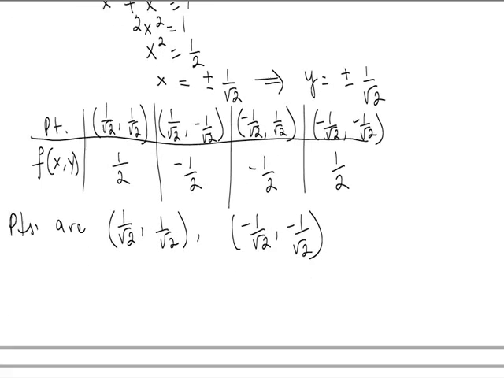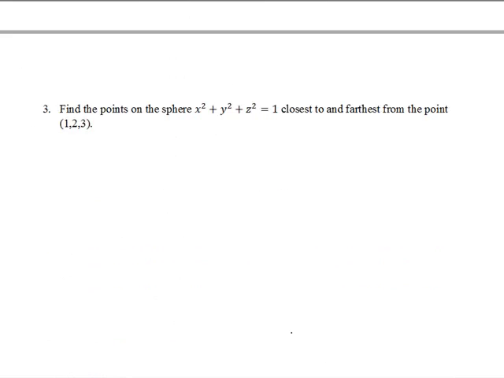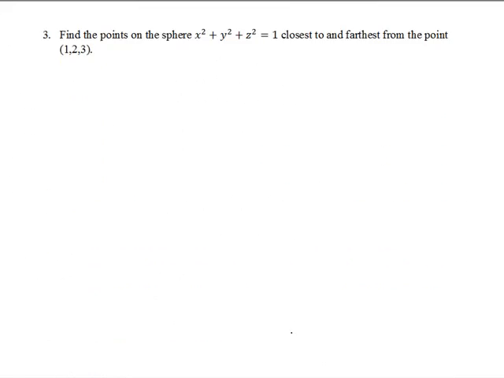Okay. Number 3. Find the points on the sphere x squared plus y squared plus z squared equals 1 closest to and farthest from the point 1, 2, 3. I don't know if you remember the last lecture we did a question like that. I think we minimized distance. Right. So that's another one, but we're going to do it using Lagrange, right?